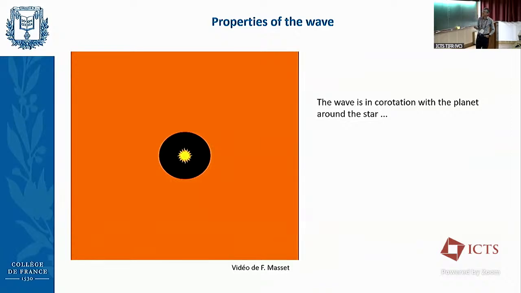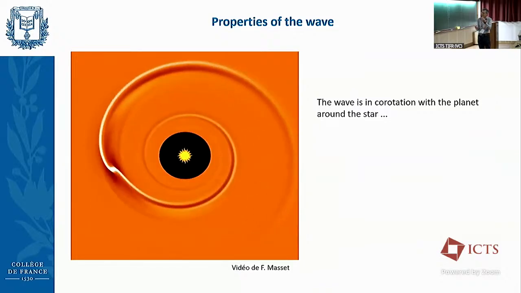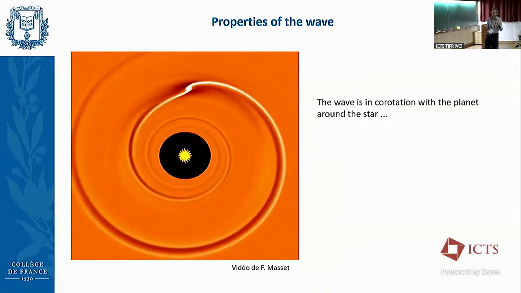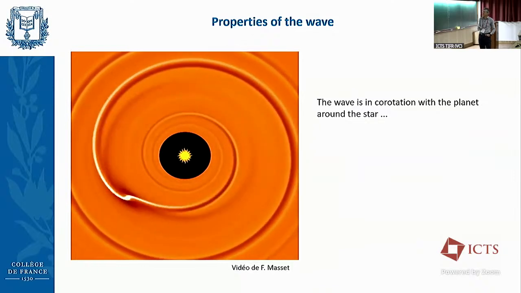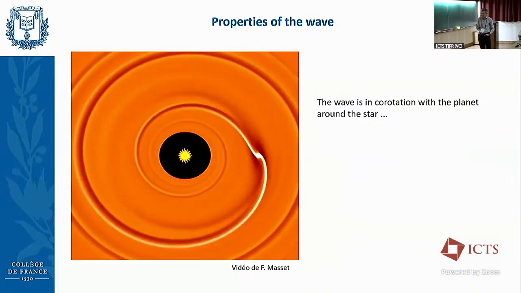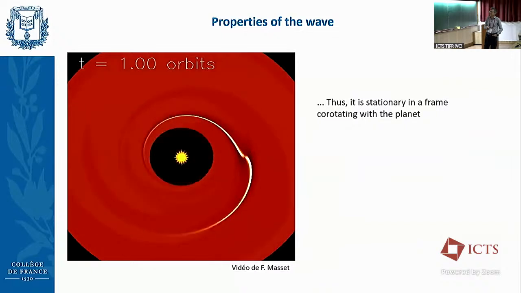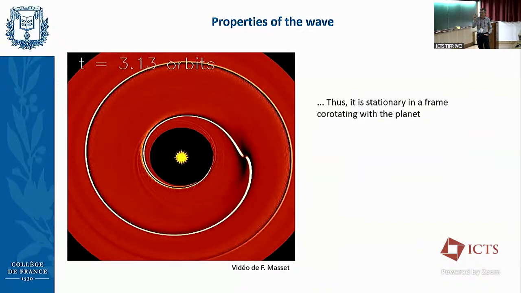So this is a disk with a uniform density. We inject the planet in the simulation, and you see that the planet generates the waves. The planet rotates around the star, and the wave, which is launched by the planet, moves at the same time as the planet around the star. That is why we say that the wave is in co-rotation with the planet. And this means that if we go in a rotating reference frame so that the planet is fixed, we don't see it turning around the star anymore, then the wave is stationary in a rotating reference frame.